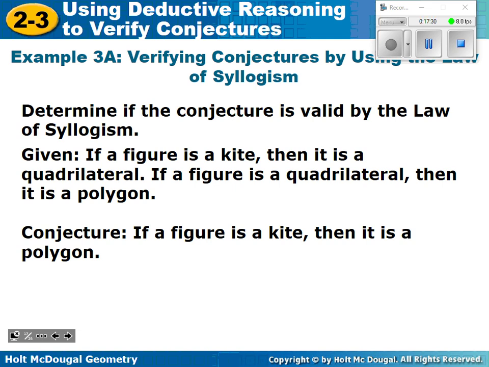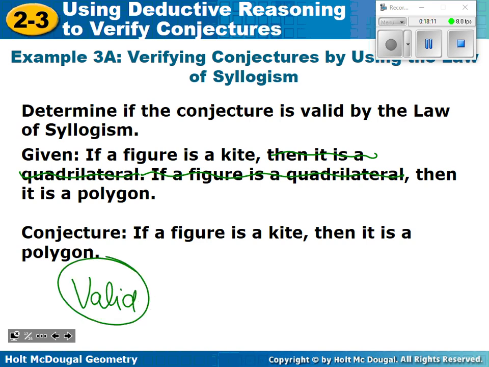So first example here. Given, if a figure is a kite, then it is a quadrilateral. If a figure is a quadrilateral, then it is a polygon. Okay, stop right there. Let's go ahead and make our new statement. What's the part they have in common? The quadrilateral. So what I usually do is just get rid of that. Mark all that out. Now what is your new if-then statement? Perfect. Is that what they said for their conclusion? So did they use it correctly? So this is valid.